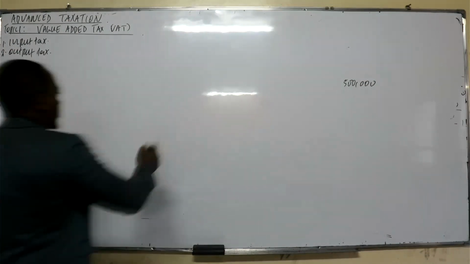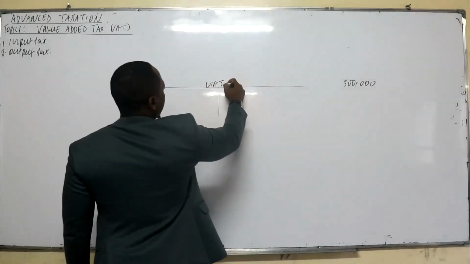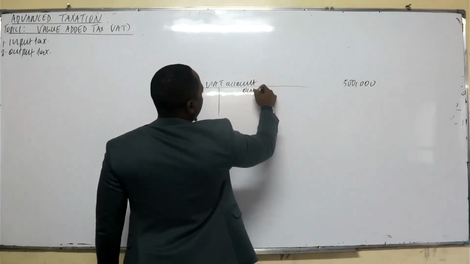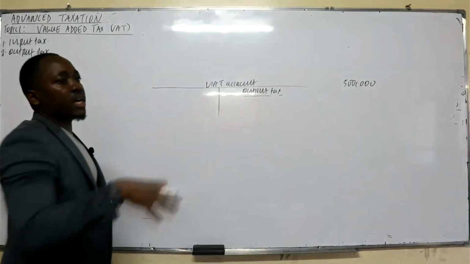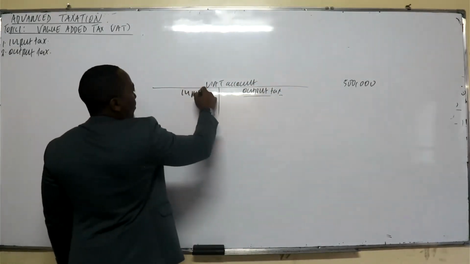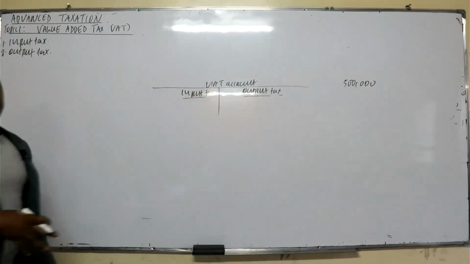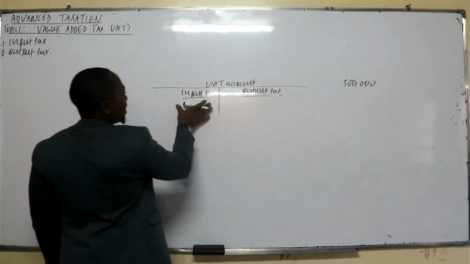Later you'll come to discuss how we come up with the VAT account. In this case, for the VAT account, you have the output tax. The output tax is the amount of VAT you charge when you're selling the goods, and then the input tax. The goods you are selling, you had already purchased them, and when you were purchasing them, they were inclusive of VAT. That's what you call the input tax.